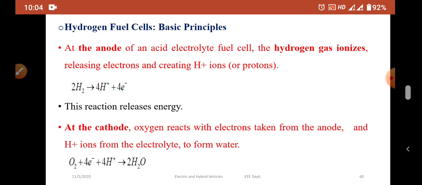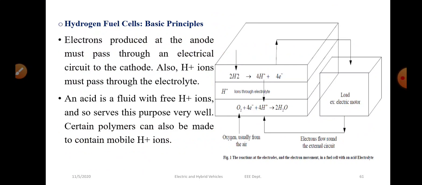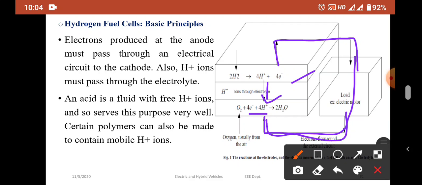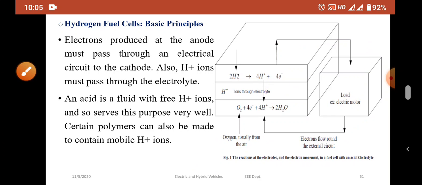And along with water, electricity is also produced. The reaction is shown here: at the anode hydrogen is ionized giving H+ and an electron, and this electron will flow through the load to reach the cathode, and the hydrogen ion will be permitted by the electrolyte and will reach the cathode. This hydrogen ion will accept the electron from the load, that is, the electron moves from the anode towards the load and reaches the cathode, and this electron will react with the H+ ion to form hydrogen, and hydrogen reacts with oxygen to form water and also electricity.